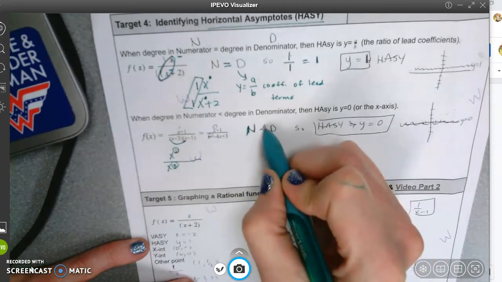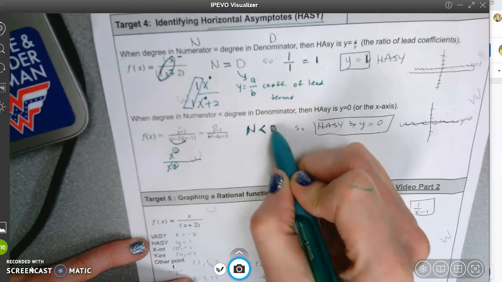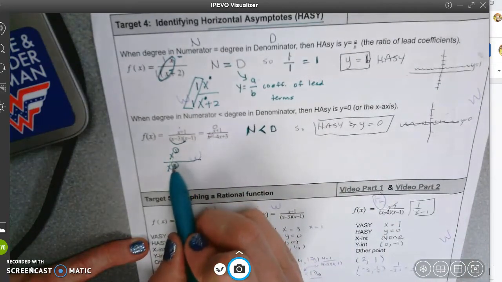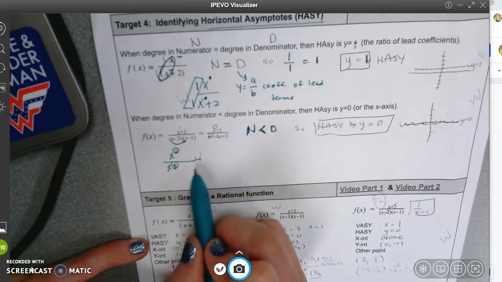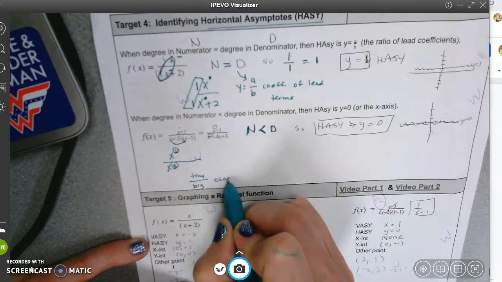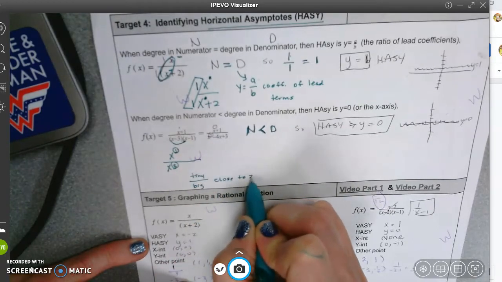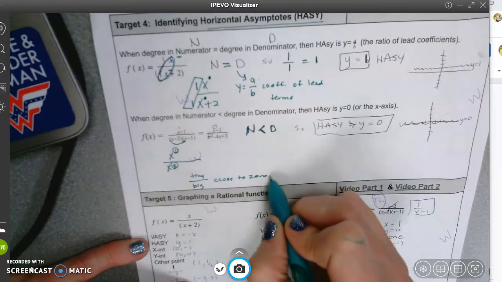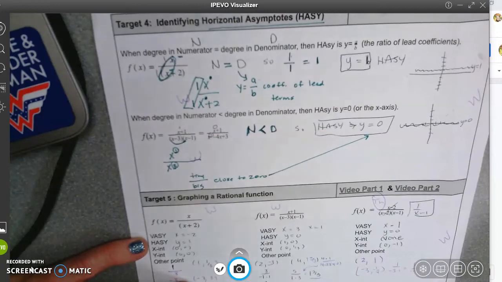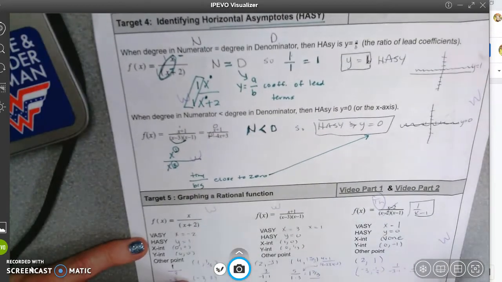The numerator power is smaller than the denominator. That means the numerator is always going to be tiny, and the denominator is going to get really big really fast. So when you have a tiny number divided by a big number, that's always going to get really super close to 0. So that means your horizontal asymptote is the x-axis. And that's a very typical problem.